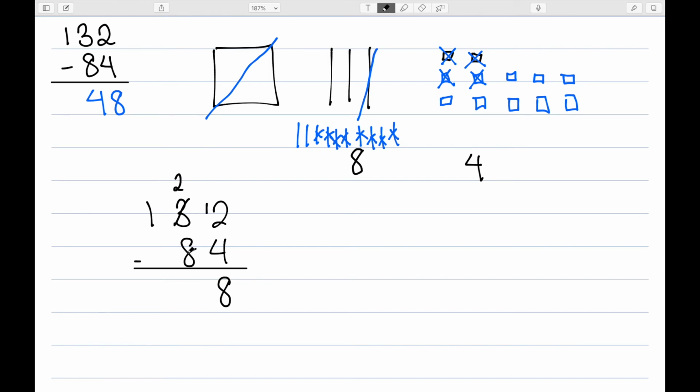When I did the 2 and the 8, I took my 100 block and broke it apart. So now I have 0 100 blocks, and that gave me an extra 10 10 blocks. So that turned this place into a 12 to get my 4. Let's look at one more of these.